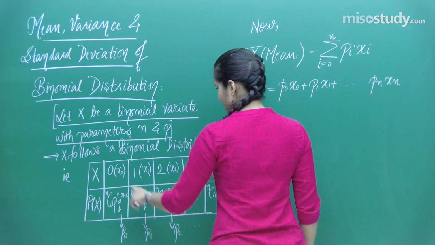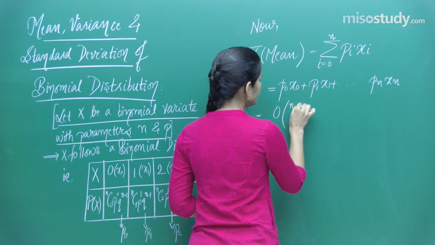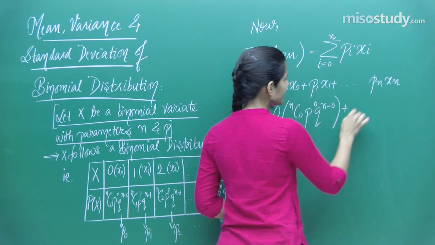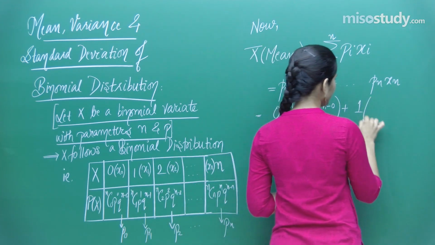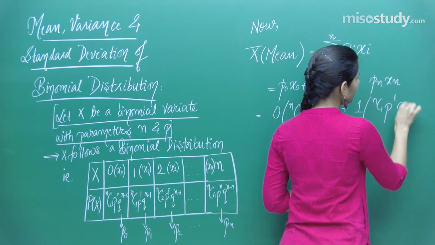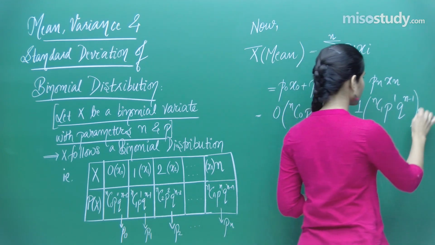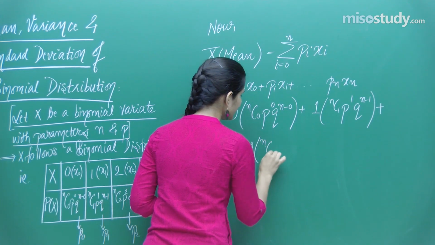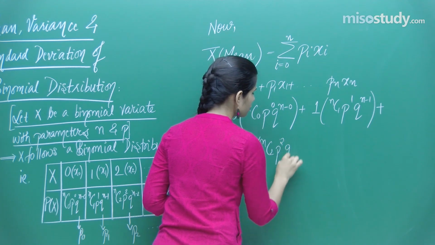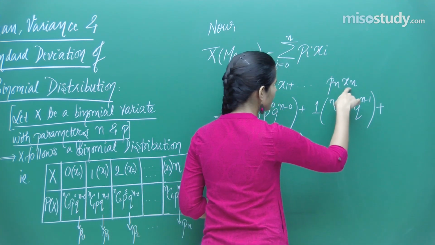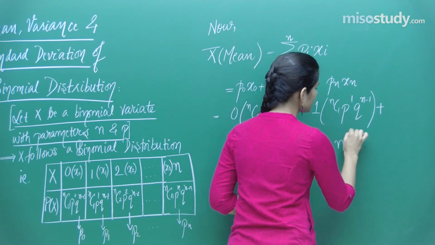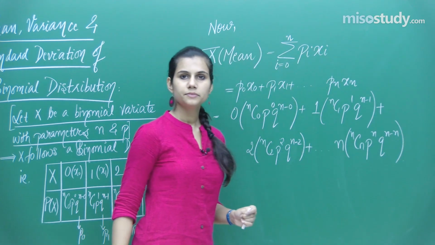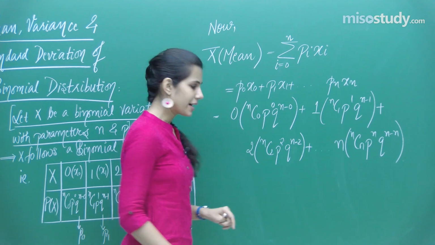Now let's try to change the scenario. What is x0? x0 is 0, p0 is NC0 p to the power 0 q to the power n minus 0. What is x1? x1 is 1, p1 is NC1 p to the power 1 q to the power n minus 1. What is x2? x2 is 2, p2 is NC2 p to the power 2 q to the power n minus 2 and so on. What is xn? xn is n, pn is NCn p to the power n q to the power n minus n.